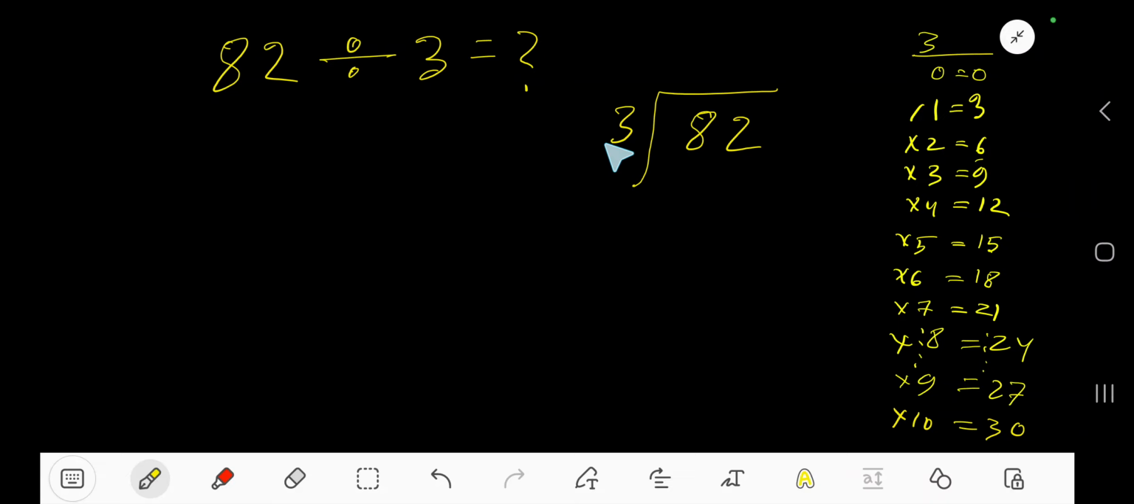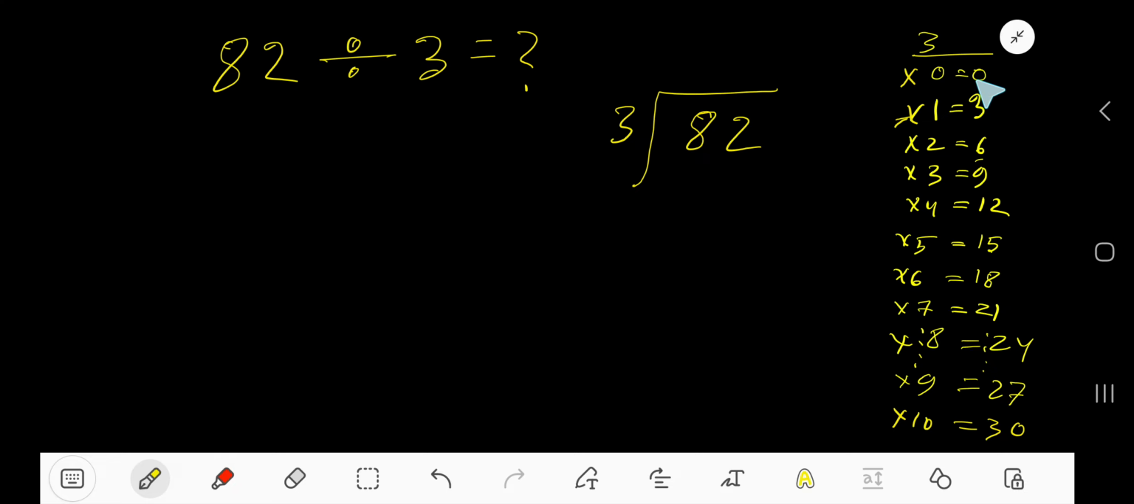82 divided by 3. Here 3 is a divisor, so we need the multiplication table of 3. 3 times 0 is 0, 3 times 1 is 3, 3 times 2 is 6, 3 times 3 is 9, 3 times 4 is 12, 3 times 5 is 15, 3 times 6 is 18.